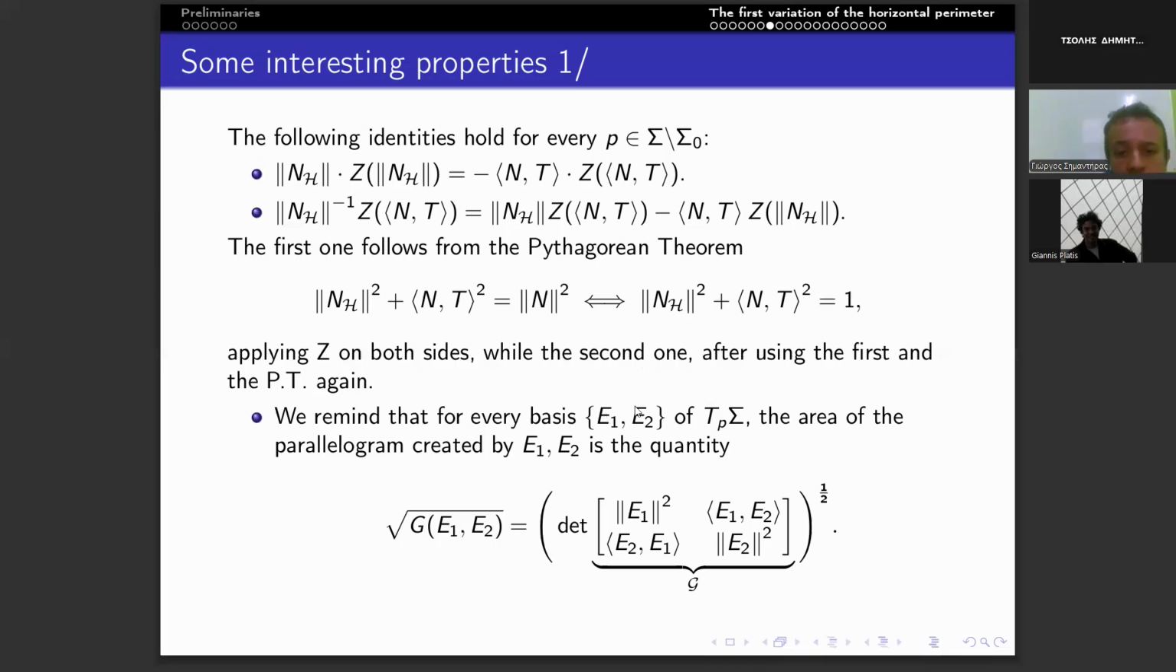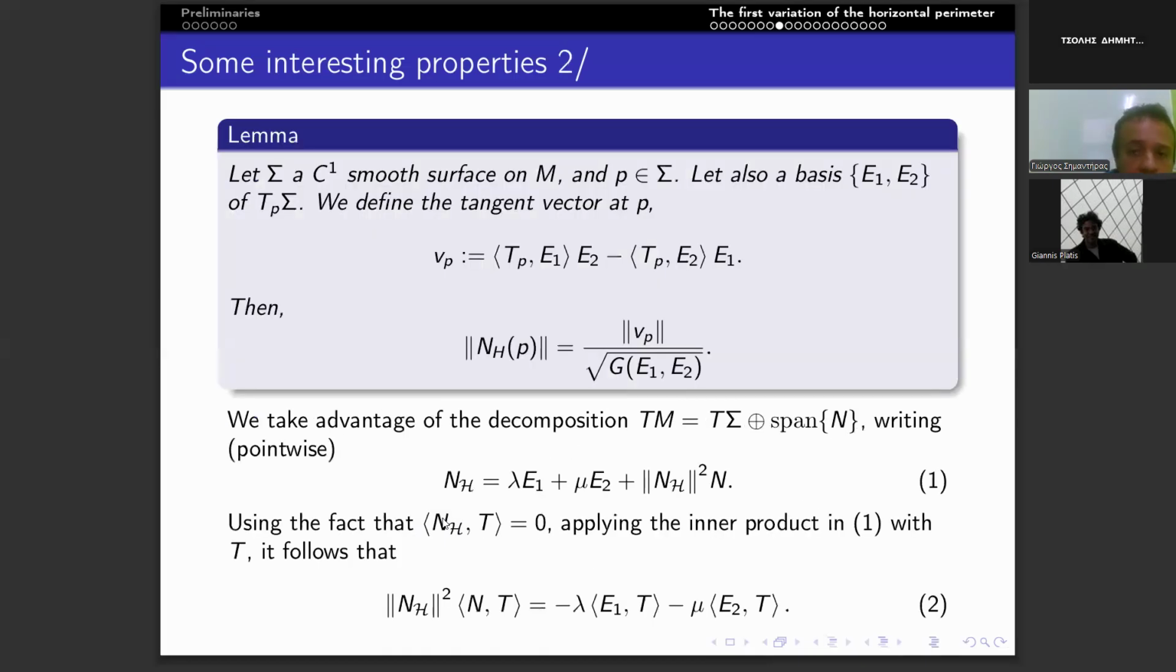And we remind that for every basis, let's call it E1 and E2, of the tangent plane, the area of the parallelogram created by the two vectors is just the quantity here. This quantity here is the square root of the Gram determinant. And we need this lemma in order to prove our main theorem here.